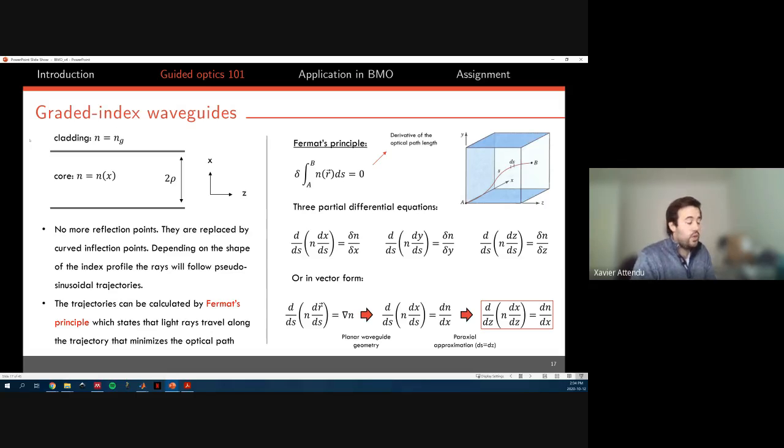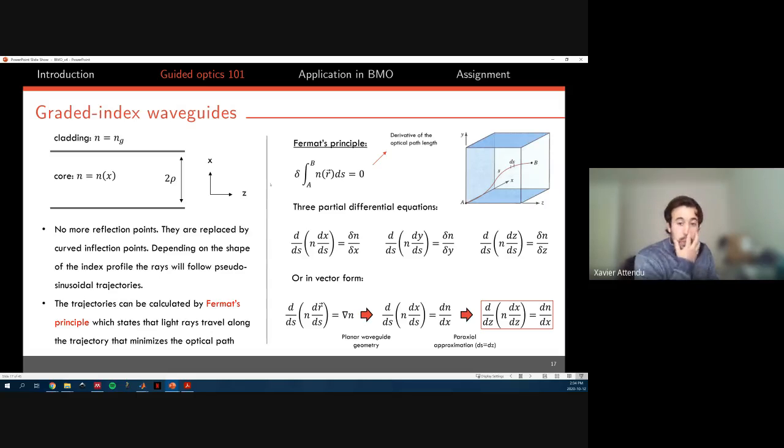Okay, so Fermat's principle in optics is one of the fundamental principles of optics, and it states that light will always travel along the shortest optical path. So it will always try to minimize the optical path. You can derive Snell's law from this, and using this principle, you can figure out how the light is going to travel inside this graded index.